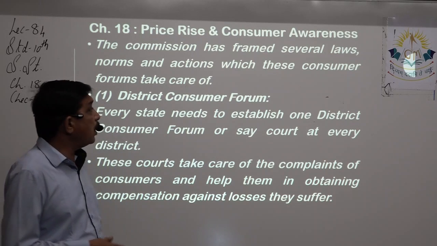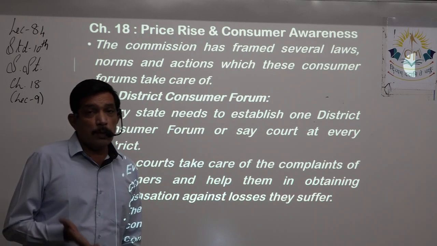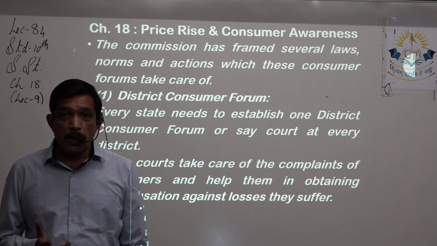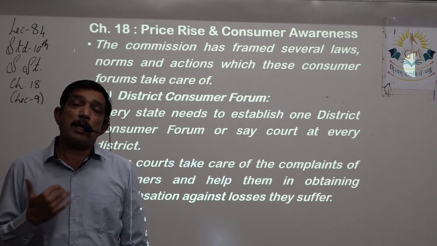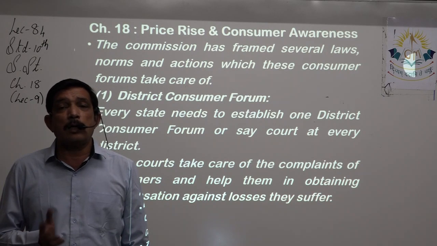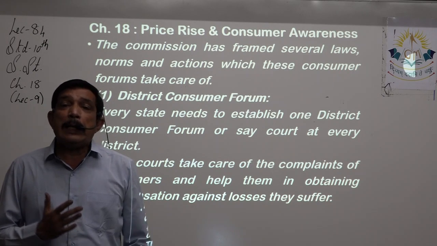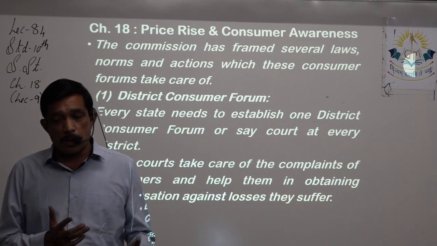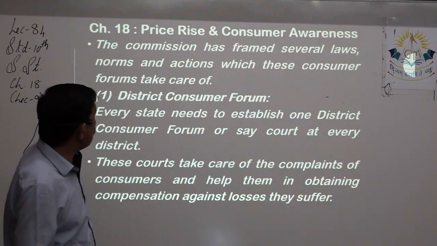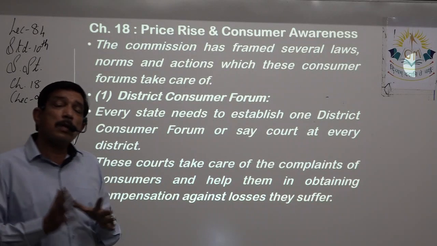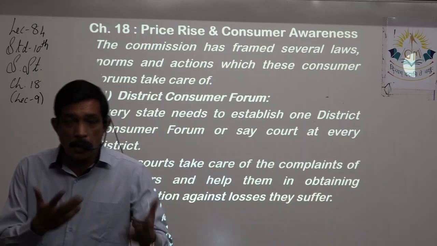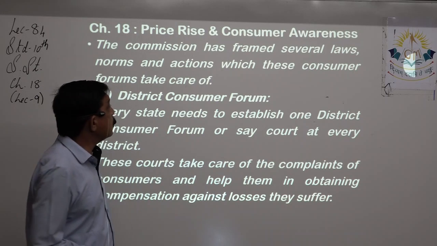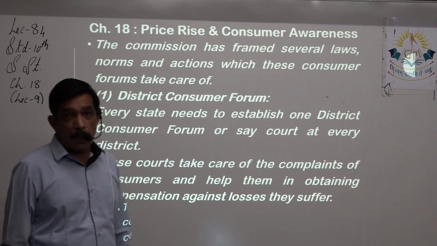The commission has framed several laws. If a commission is there, it has to look after the protection of the consumer. It has to see that the consumer's rights are not violated and the consumer is not cheated or exploited. Then there should be several laws under which the defaulters can be punished. So the commission has framed several laws, certain norms and conditions. Norms means conditions, and what action can be taken, which these consumer forums may take care of.